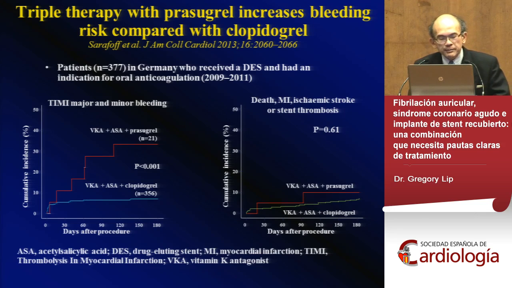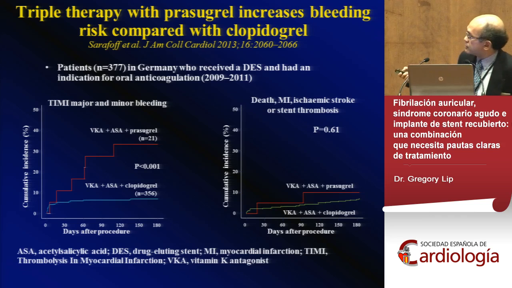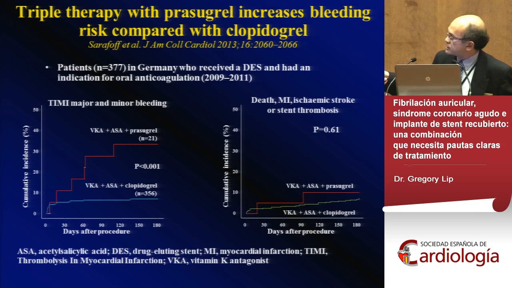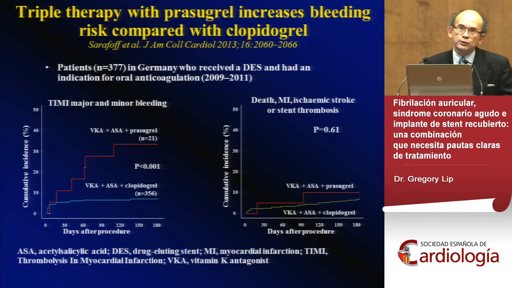Now, there is not a lot of randomized trial evidence to suggest what to do, but here is one observational study where prasugrel was compared to clopidogrel as part of a triple therapy regimen. In terms of cardiovascular thrombotic events, there was no difference in a triple therapy strategy, whether you use prasugrel or clopidogrel. This is not significant, but you do see that a prasugrel strategy as part of triple therapy increases the risk of bleeding. So no big surprises there.